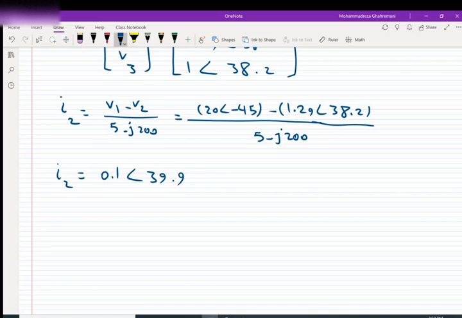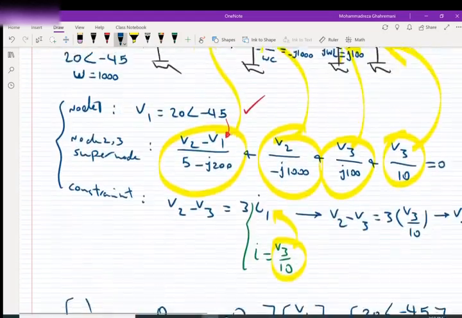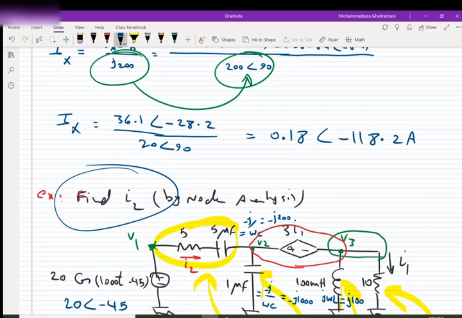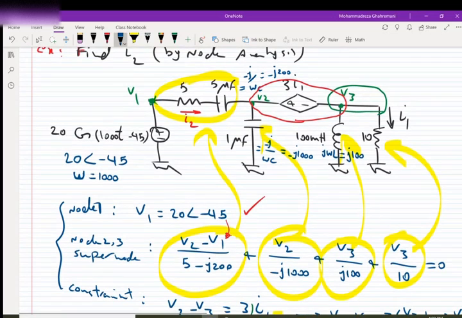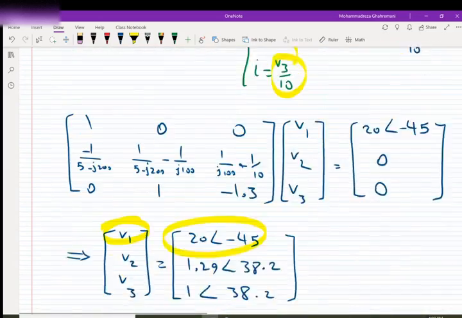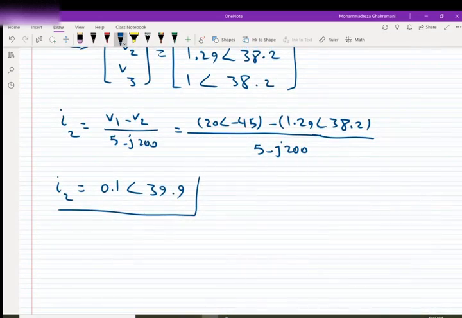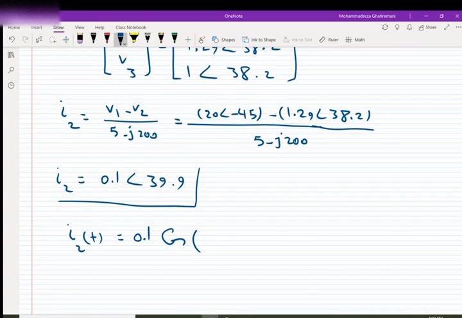Okay, so we got I2, but if we look at I2, we see that it's in the phasor mode. But once we find I2, the problem asks for it in the time domain, so we need to convert it back. The only other information that we need is the frequency, which is 1000. So we can simply say I2 of t is equal to the amplitude cosine of the angular frequency, which was 1000 t, plus the phase. So this one is the final answer.